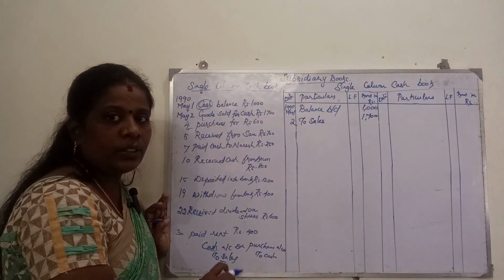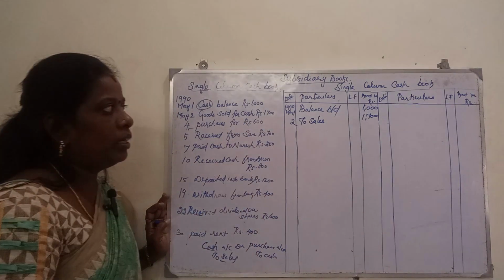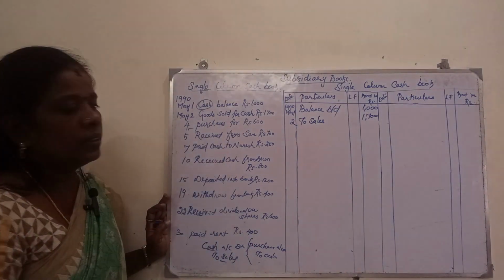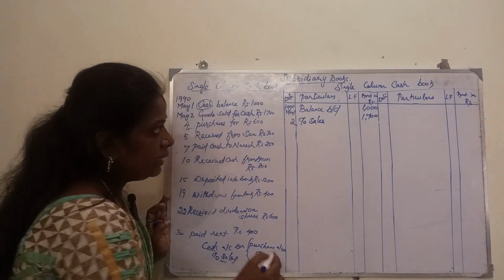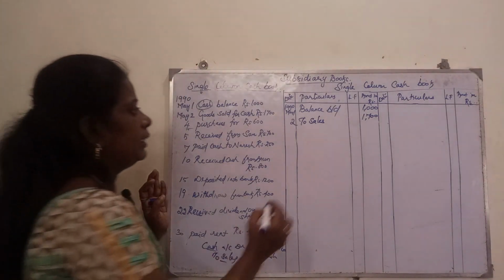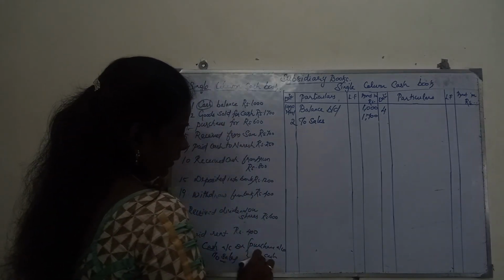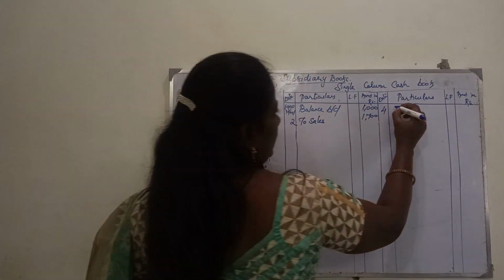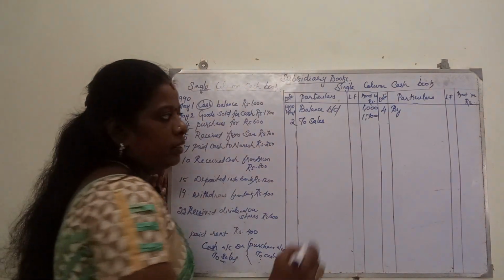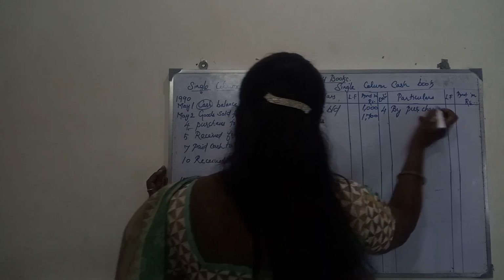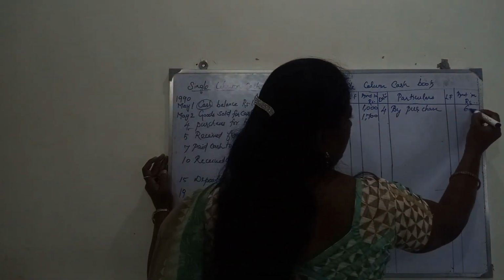But only cash transactions are mentioned in the single column cash book. So this is a cash purchase. So cash is on the credit side, so we have to take it on the credit side. On the 4th, opposite it is purchase. So cash paid for purchase. By purchase, amount is 600 rupees.